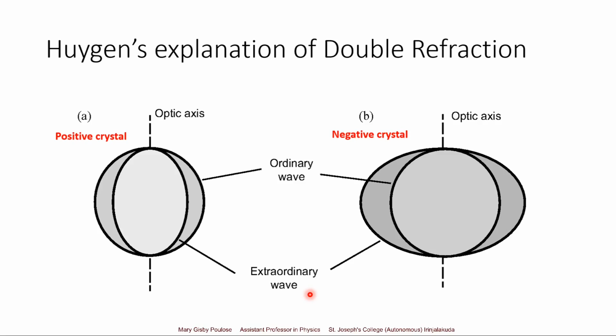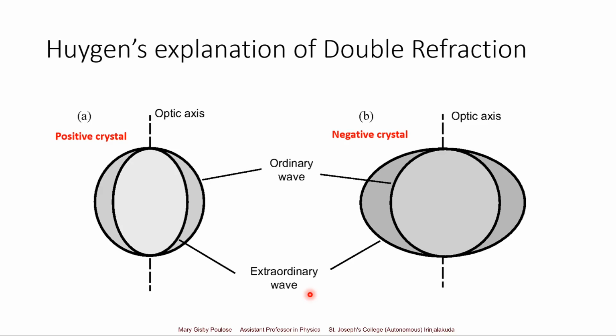Now Huygens explained double refraction. In his explanation, he said that when light falls on an isotropic material, the light spreads as a spherical wavefront through it, because light sees the same index of refraction in all directions. Whereas when light falls on an anisotropic crystal, it will see different refractive indices in different directions.